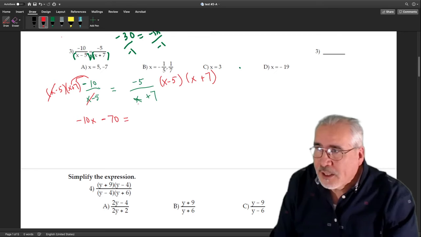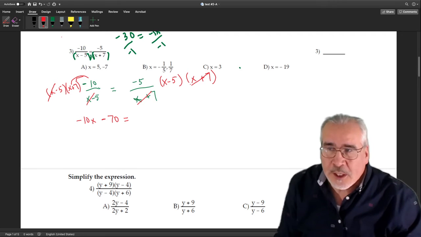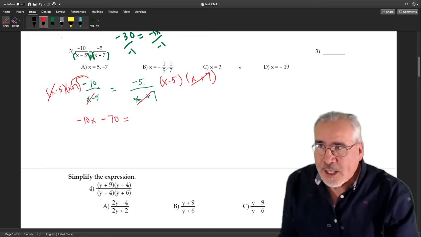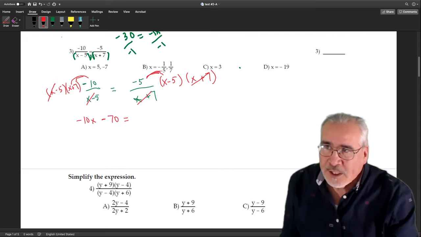On the other side, x plus 7 cancels out with x plus 7, because it's a division problem. Something divided by itself is always 1. And so we're left with -5 times x minus 5. And again, we will go ahead and distribute -5 times x and then -5 times -5. So we end up with -5x, in this case, plus 25.